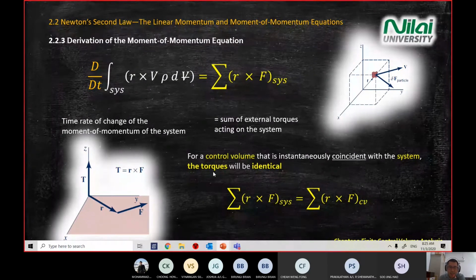When this equation can be used, it means that our control volume is the same as our system. If you recall our previous example, we had a solid line for our system and then a red dash. So when these two entities meet together, then this equation can be used. The sum of momentum inside the system will equal what happened in the control volume. Okay, so just make a note of this equation.